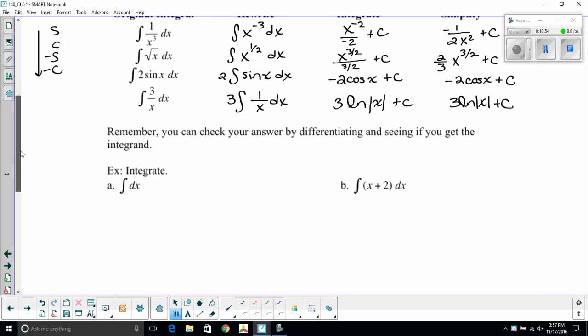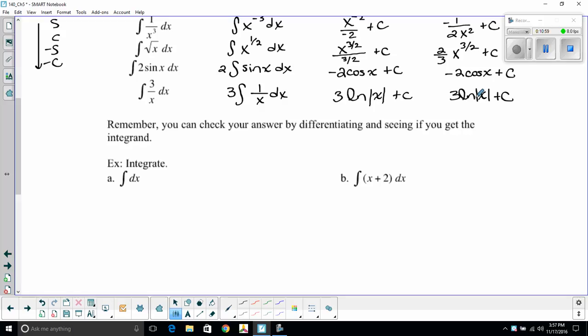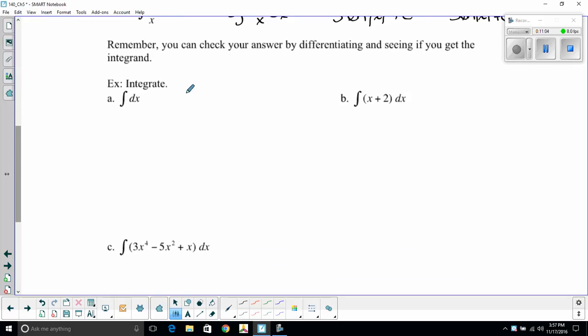Okay. Remember, you can check your answer by differentiating and seeing if you get the integrand, right? You can take the derivative of this. What's the derivative of natural log? 1 over x. Okay? So, all right, so integrate this. This is the antiderivative of 1 dx. If you don't see anything there, it's a 1. So, this would be like 1 x to the 0. Okay? Or just a constant. So, remember this is like the derivative of, so it must have come from an x, right? Because then the derivative of x is 1.